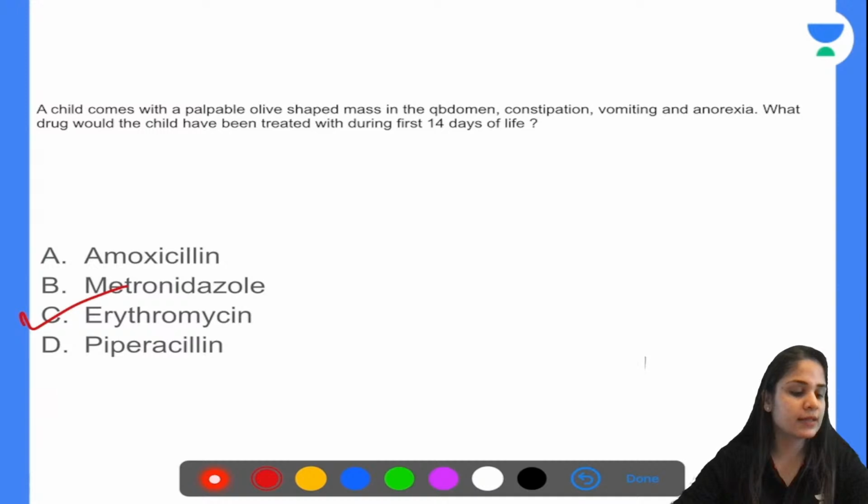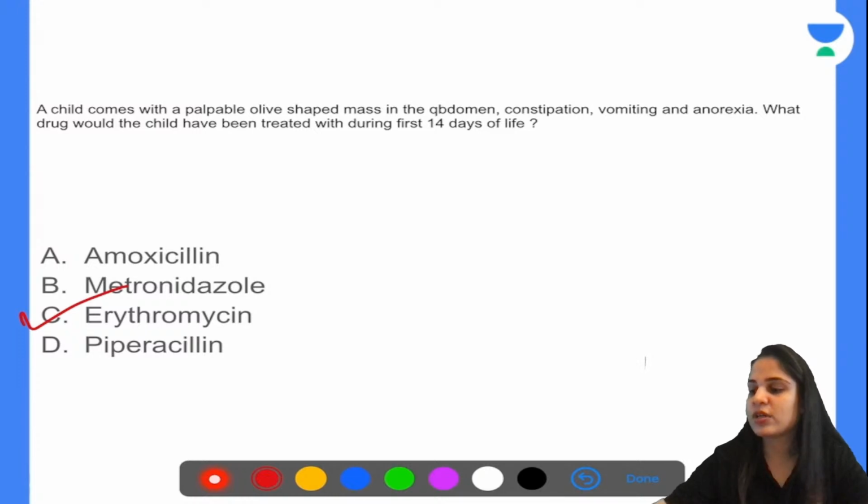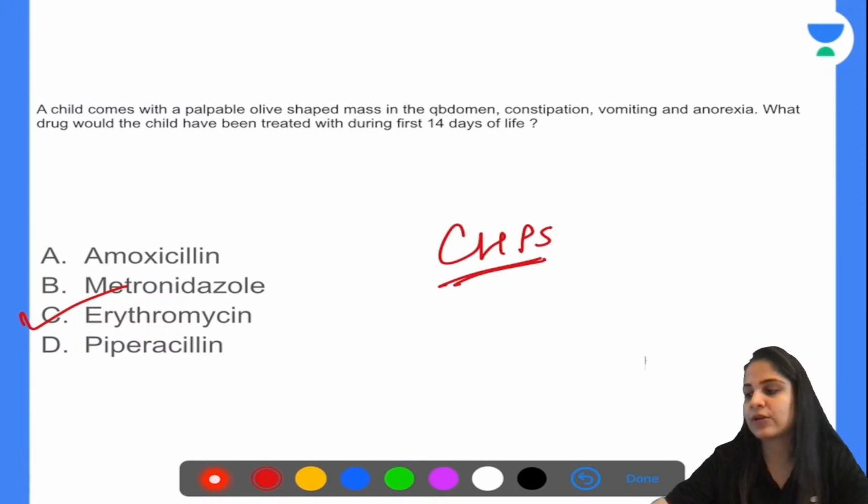Okay, so what is it that we are talking about over here? No, it is not intussusception. It's not intussusception. Anyone, can you tell me the diagnosis? Quickly tell me the diagnosis. Olive shaped mass in the abdomen. He's having constipation, vomiting, anorexia. Yes, very good, Faiz Ibrahim. So this is congenital hypertrophic pyloric stenosis.